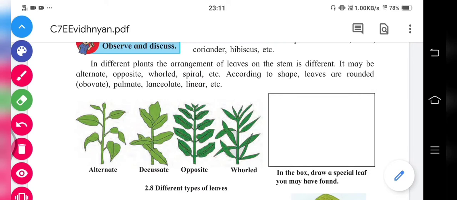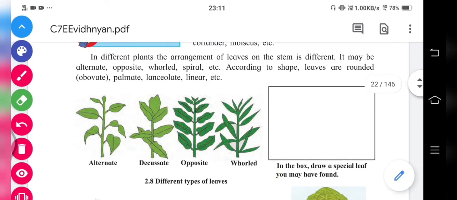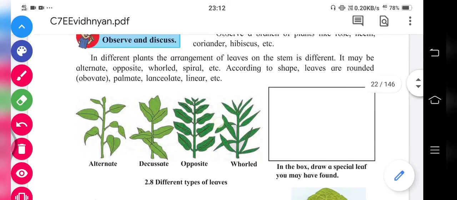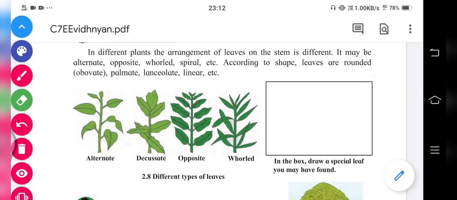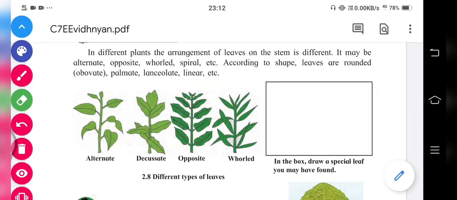In different plants the arrangement of leaves on the stem is different. It may be alternate or opposite. According to the diagram shown, opposite means that on one side a leaf is exactly opposite another leaf, so that is the opposite arrangement. Alternate means one is here, the other is there, not exactly opposite, but on the same side alternate leaves will be present.